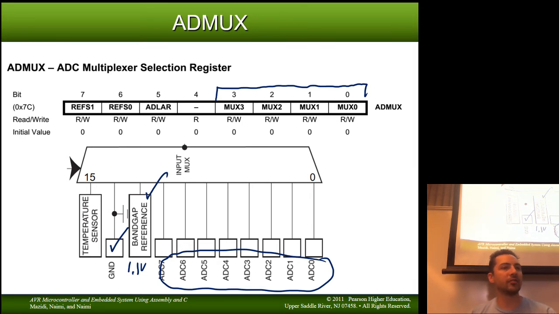Why would you want to try to convert ground? Well, what happens if you convert ground and it doesn't give you a 0? It's not ground. So it's a check. You can check things. You can also get a temperature sensor. You get a temperature sensor for free on the 328P. But it's a really crappy temperature sensor.